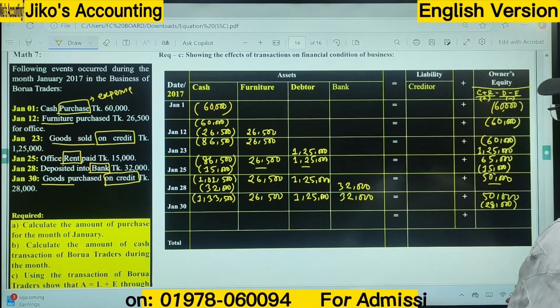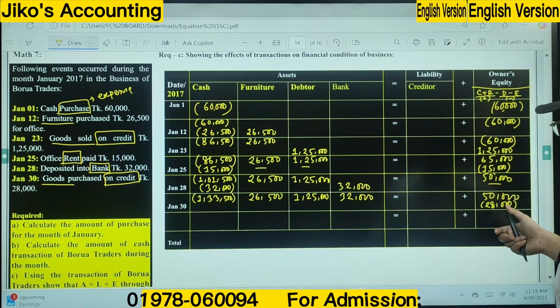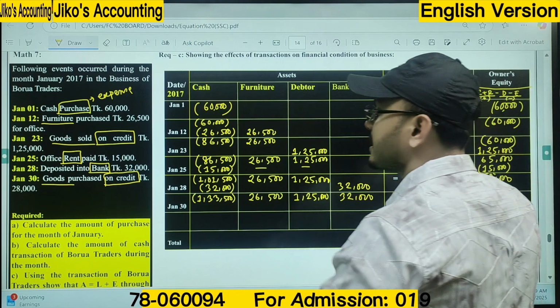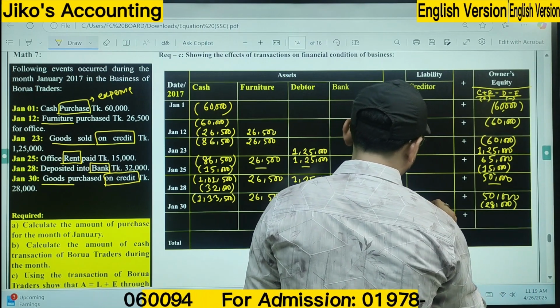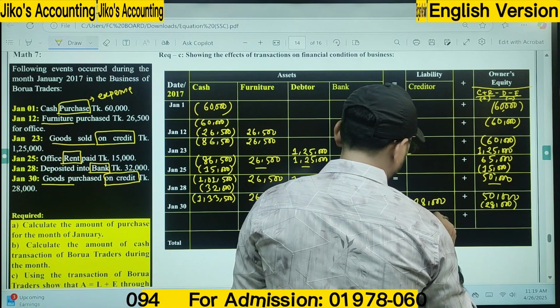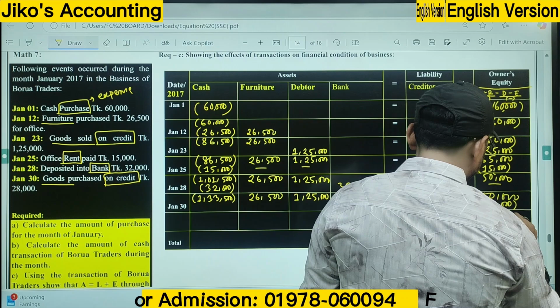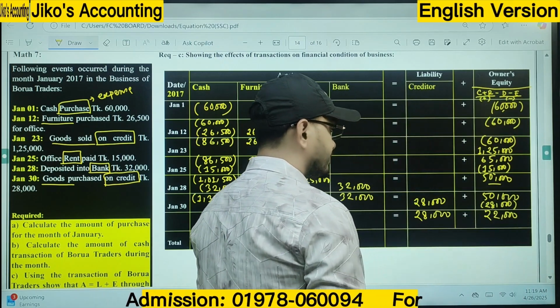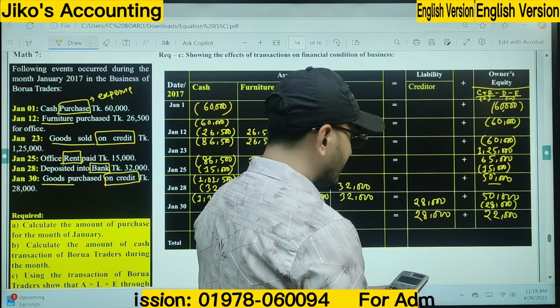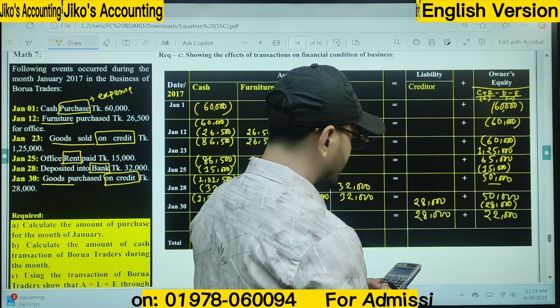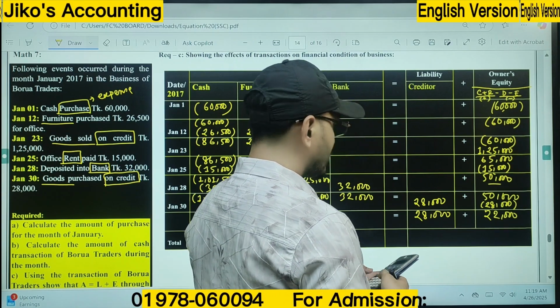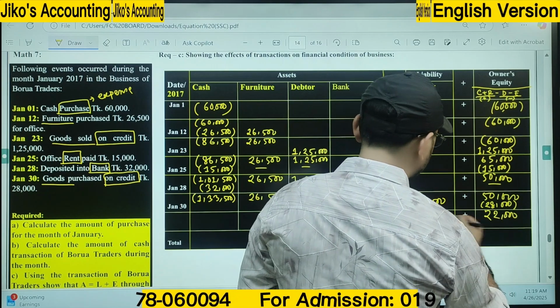Now, is it the last one? Okay, goods purchased on credit. So that indicates the reduction of the equity. On the other hand, how about my liability? My liability name is the creditor. Now put this figure here, 28,000. Here is 22,000. Is it okay? Now try to get this one. 50,000 minus 28,000. Is it okay? 22,000. Now what is my balance here again?